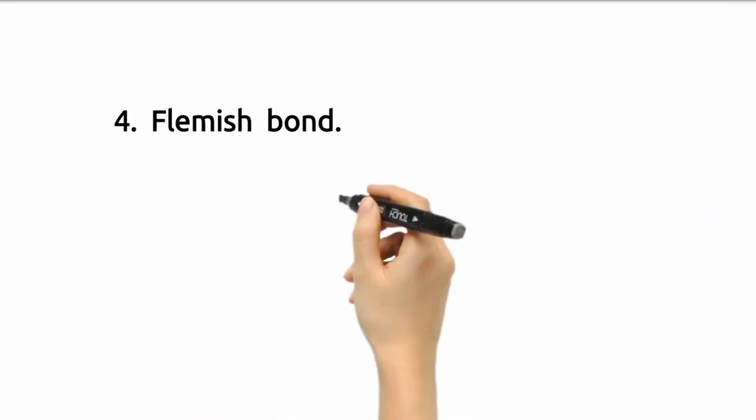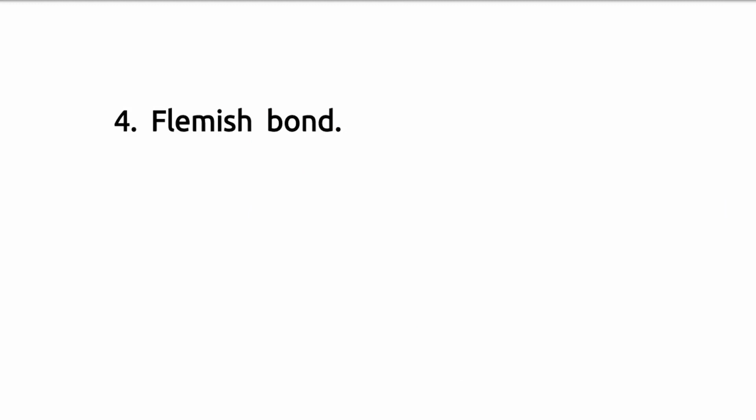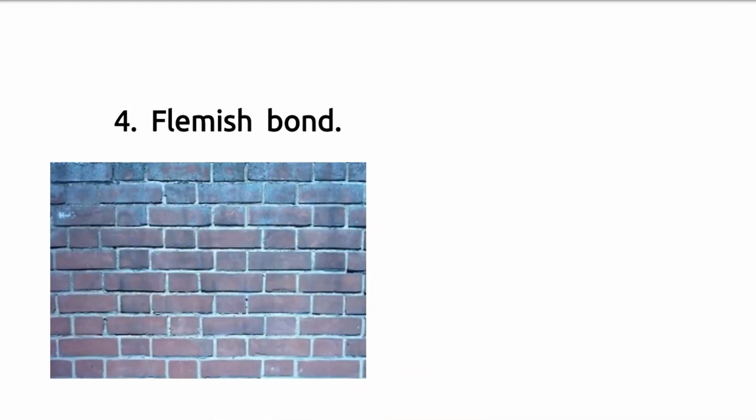4. Flemish bond. This is formed by laying headers and stretchers alternately in each course. The headers of each course are centered on the stretchers of the course below. This bond is strong and often used for walls which are two bricks thick.